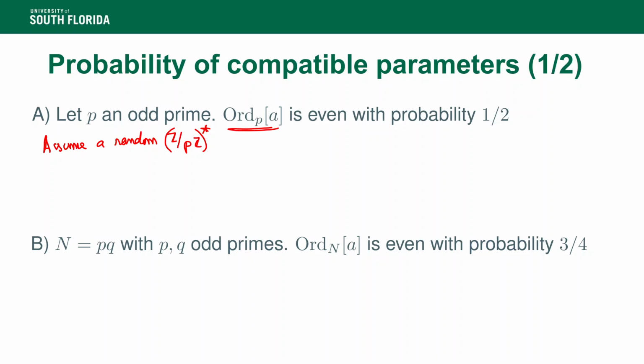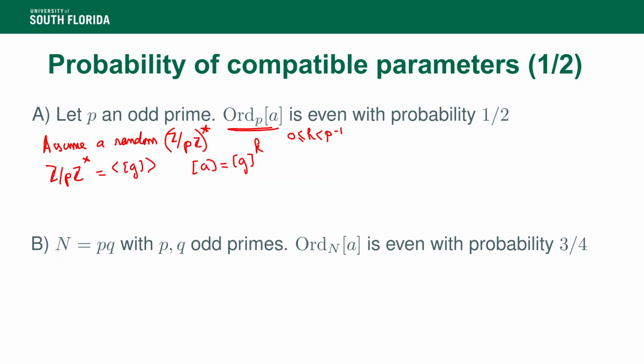Now this group, we know it to be cyclic. That's a well-known result that Z mod PZ star is a group of the form generated by G. So everything is a power of G in this group. In particular, we know that A in this group is going to be G to the power some K, and that K is going to be between 0 and P minus 1.